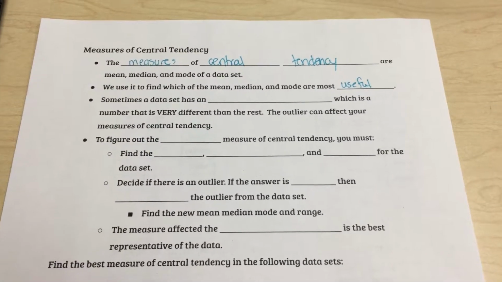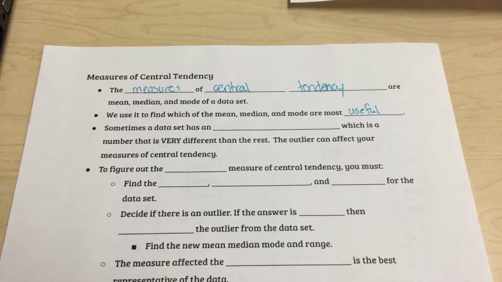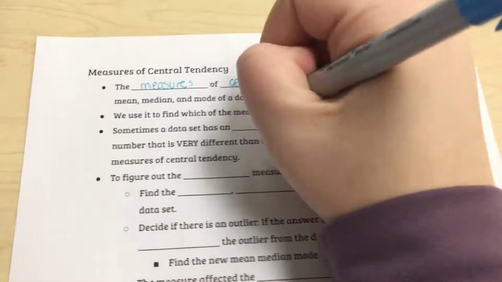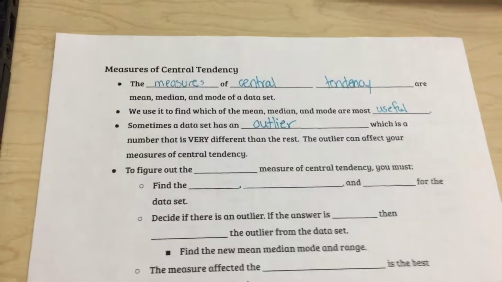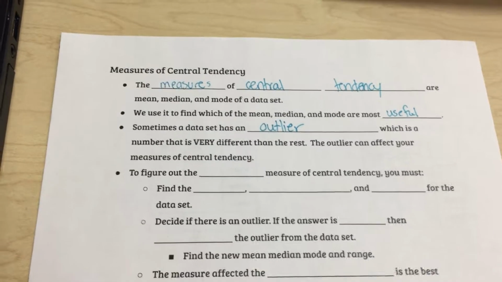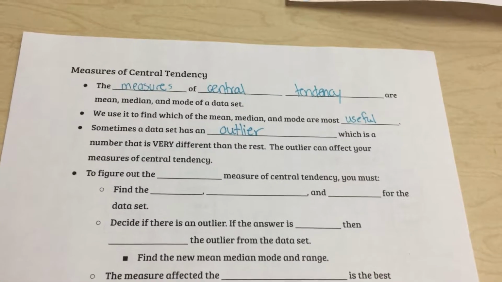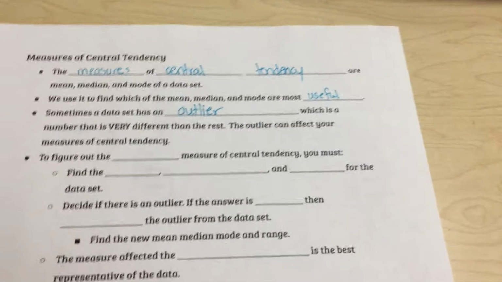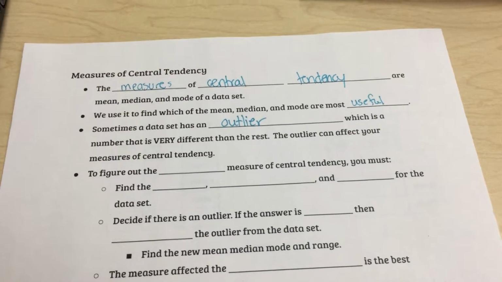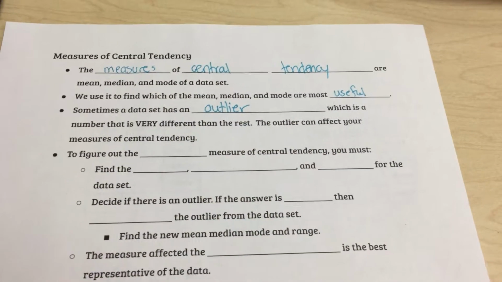Now, a lot of times, there are going to be more than one that are pretty useful. But sometimes a data set has what we call an outlier. And you've probably heard that word by now. An outlier is a number that is very different from the rest. It's either a lot higher or a lot lower. And by adding that outlier in, it can affect our measures of central tendency. You might have noticed that sometimes when we do a box and whisker plot, our box and our whisker are not very even because we have those outliers in there.